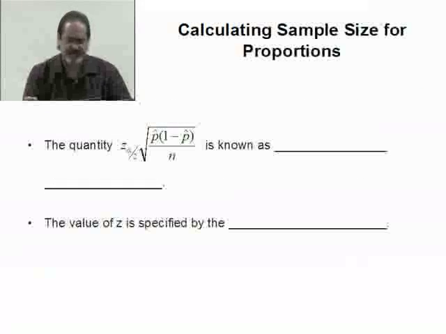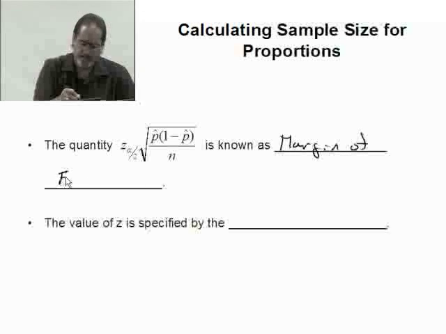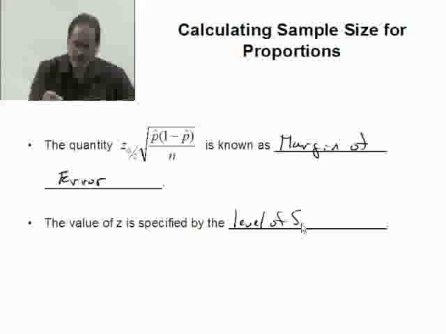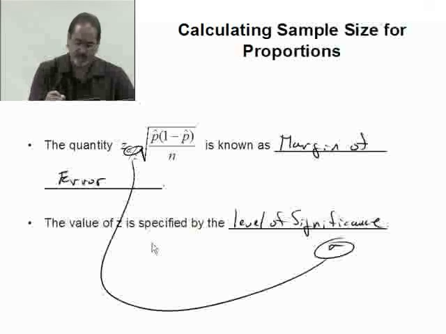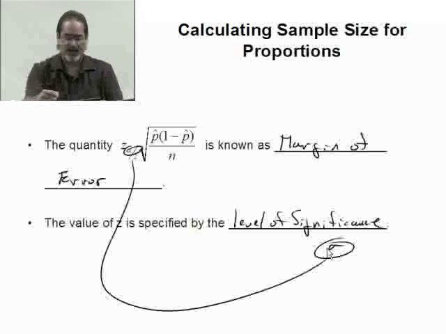Okay, now the quantity z of alpha over 2 times the square root of p hat, 1 minus p hat over n, is actually known as the margin of error. This is the ME. Now, the value of z is specified by the level of significance. It's specified by alpha. So once we have alpha, we have z.